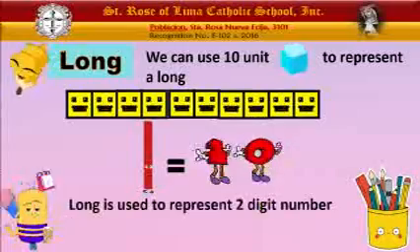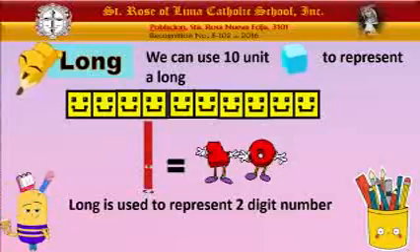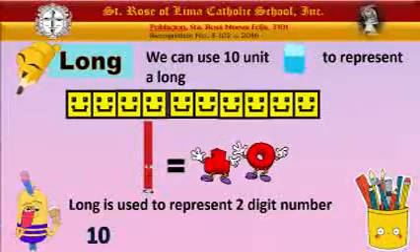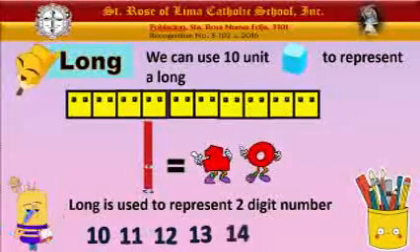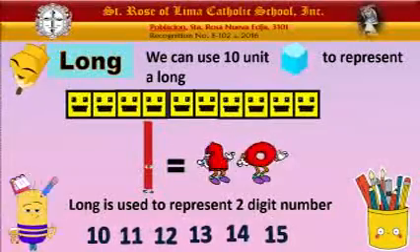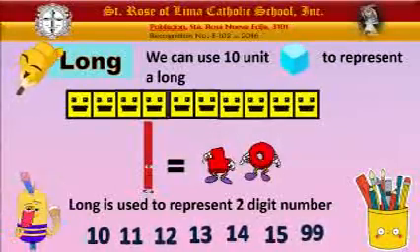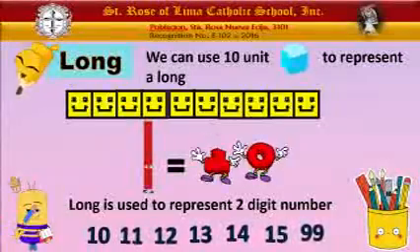And we use long to represent two-digit numbers. So what are those two-digit numbers? These numbers are 10, 11, 12, 13, 14, 15, until 99. So those numbers are two-digit numbers.